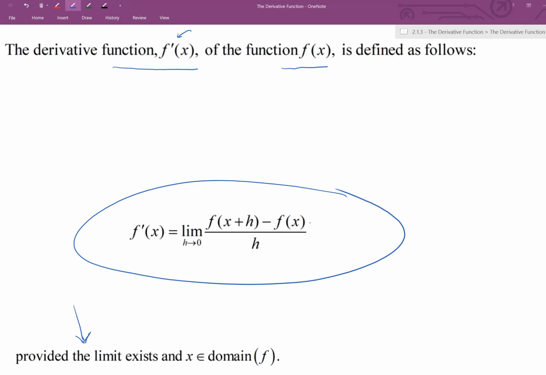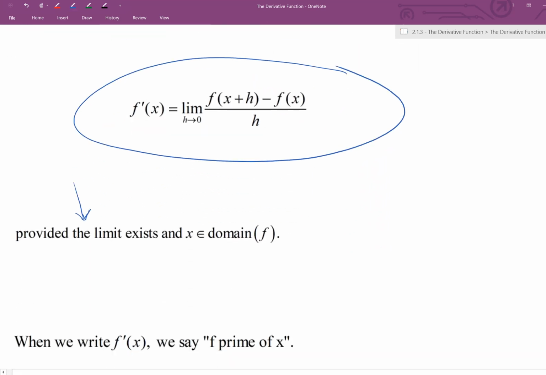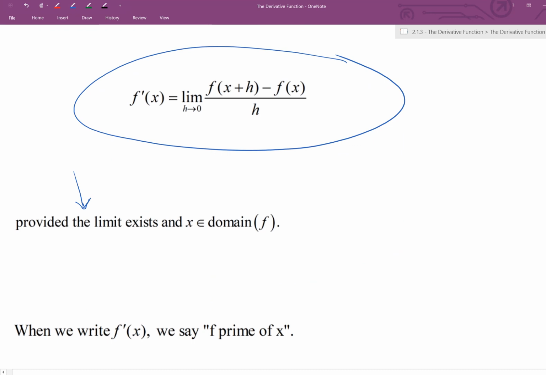So what we're saying is, don't just go to some particular location a, go to any location x for which this limit exists and x is in the domain of the function, and this is how we define the slope. It's a function that gives a slope of the original function f at all locations x for which the conditions are satisfied. So let me just scroll up a little bit and write down below. I said this a moment ago, but when we write that notation f prime of x, the derivative function, we say f prime of x, like I've been saying.